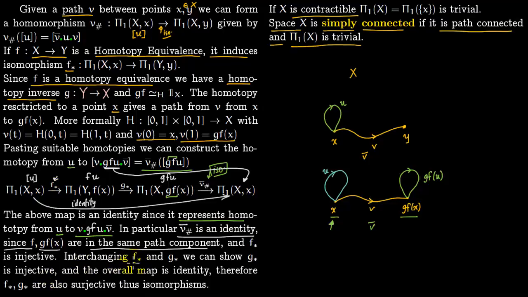Now if you interchange f star and g star, there is no particular reason to keep g as such. We can start with g and then apply f. We can show g star is injective. So f star is injective, g star is injective. This is an iso. So it has to be the case now that these are surjective too. The overall map is identity. So this is injective, this is injective, this is iso, and the overall map is an identity. So it has to be the case that both f star and g star are therefore also surjective. So they are also isomorphisms, and our objective was to show that f star is an isomorphism, and that we have shown.